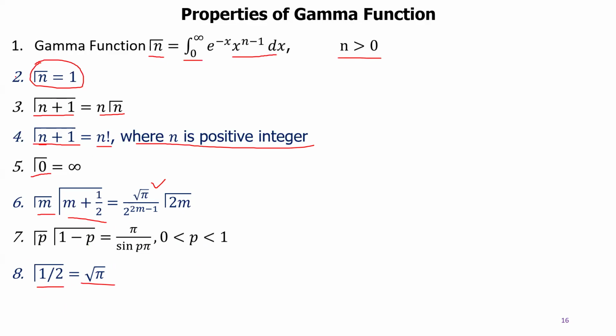These are very important properties of the gamma function. When we solve some examples based on the gamma function, definitely use all these properties. Without using these properties, we are not able to find the solution of the gamma function.